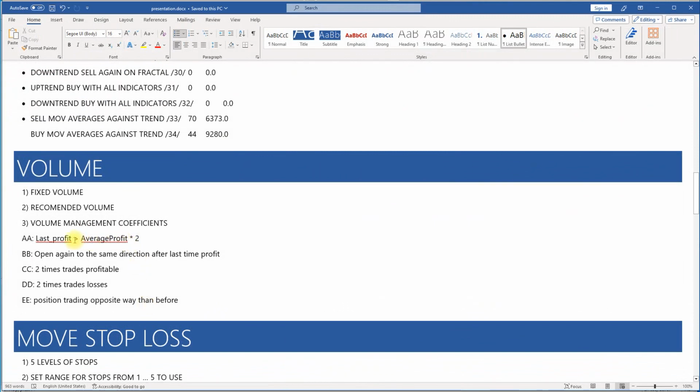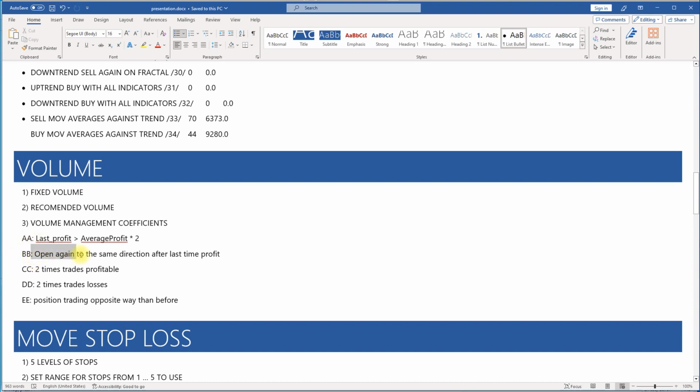And also you can program how you can change the volume based on conditions. For example, if the last profit is more than the average profit, 2 times more, use this coefficient, so you can reduce the position for the next trade.